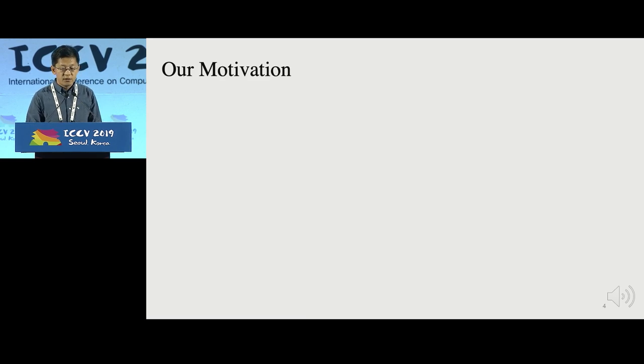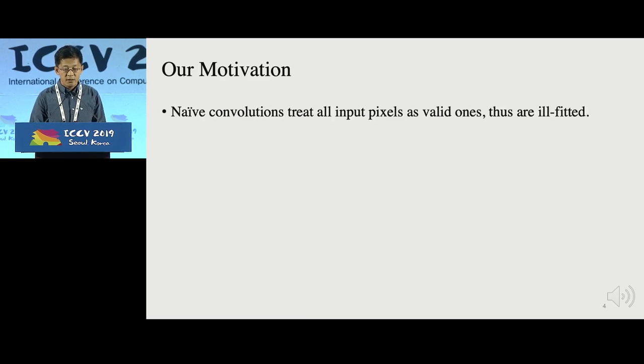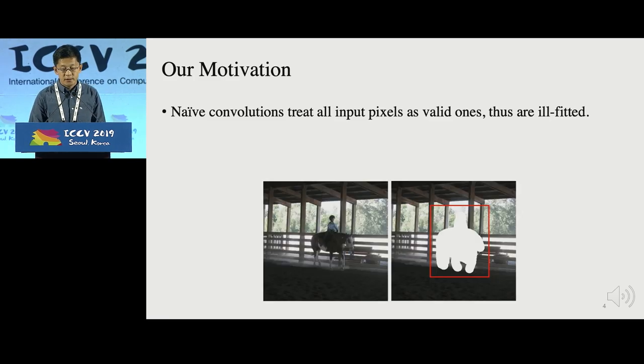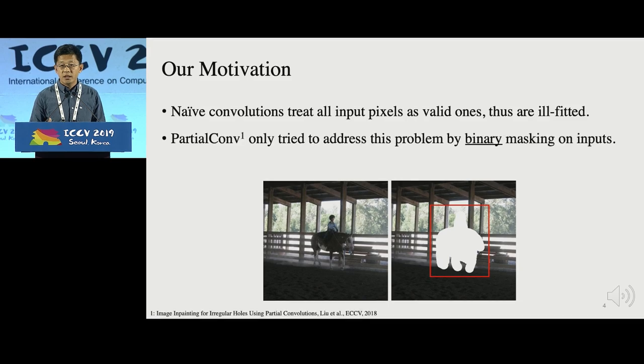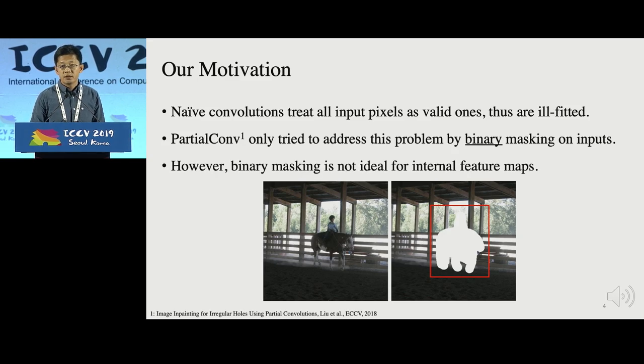So now let's look at our motivation in more detail. Standard and naive convolutions treat all input pixels in the image as valid ones. As you can see here, in convolutions, we always apply the same operation across the whole image. But you can notice that in the missing region, they are fake pixels, invalid pixels. This makes the convolution operation inevitably create artifacts and inconsistent predictions inside the holes with respect to the pixels surrounding the hole.